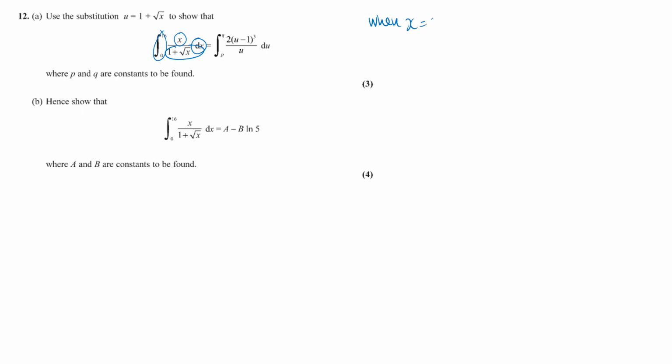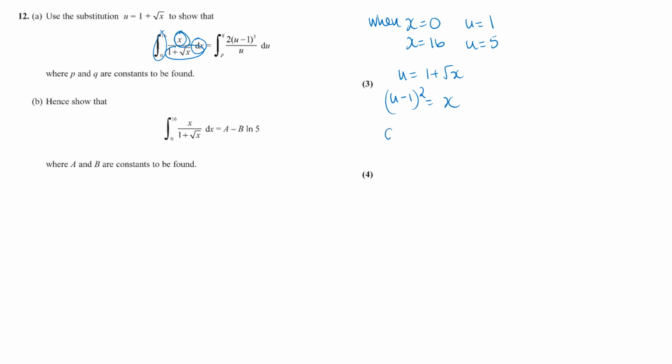When x is equal to 0, u is equal to 1 plus 0, so that's 1. When x is equal to 16, u will equal 1 plus root 16, which will be 5. Now let's say u is equal to 1 plus root x. So rearranging and making x the subject, u minus 1 all squared will equal x. So that will replace the numerator of that fraction.